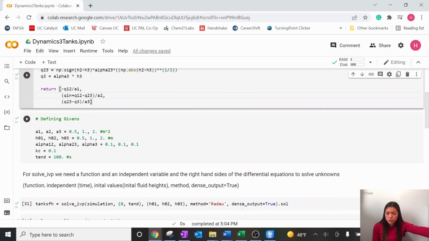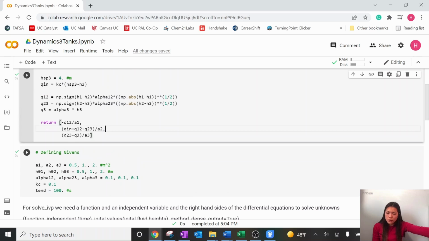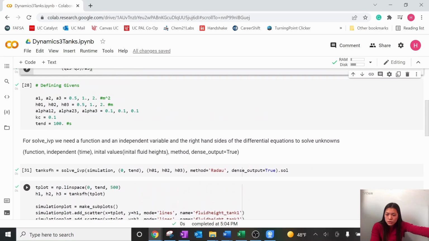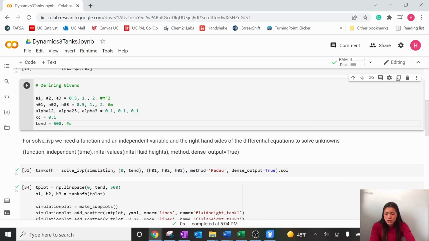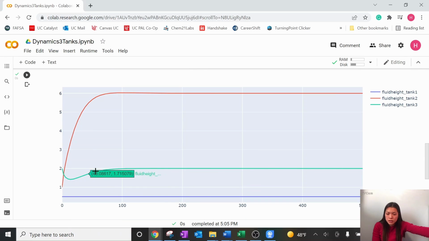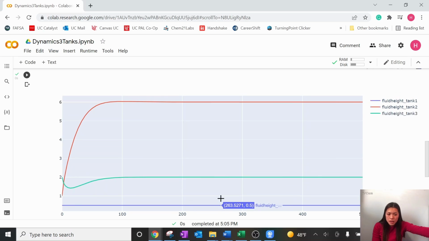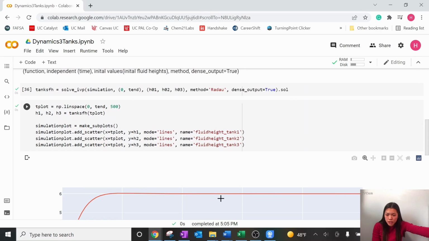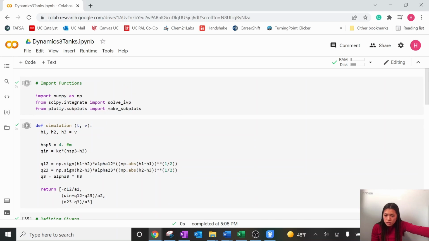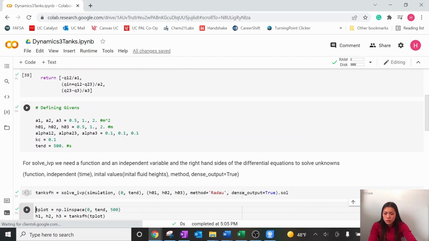And so now if we were to change around the values to maybe be 500 seconds, we can run the simulation again and see the way that the fluid height changes, although the fluid height of tank 1 is not supposed to remain constant. So if we were to go back here and see what should be changed, because that is not correct. Let's shift enter all the way through.